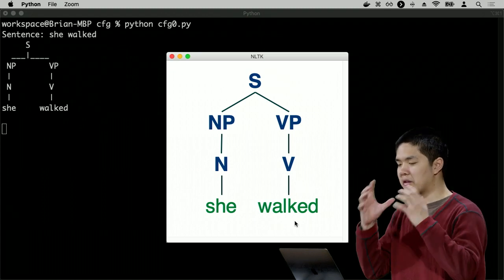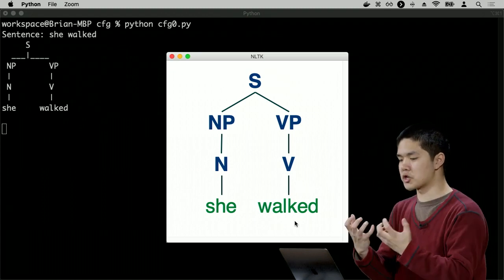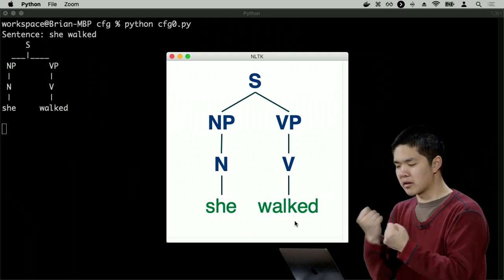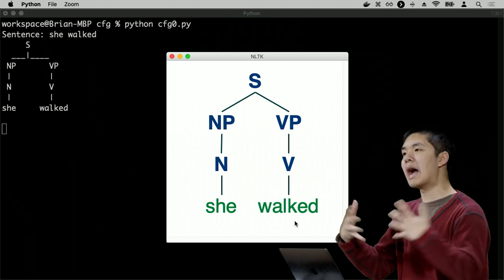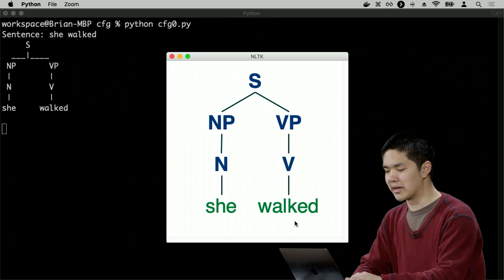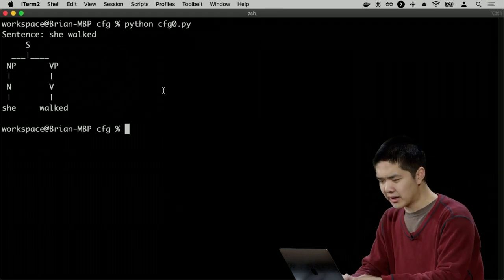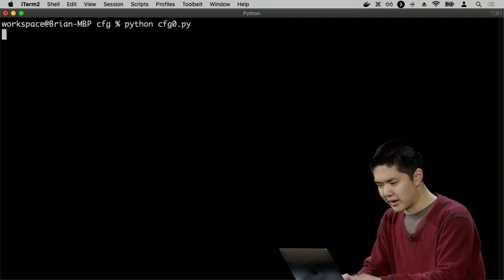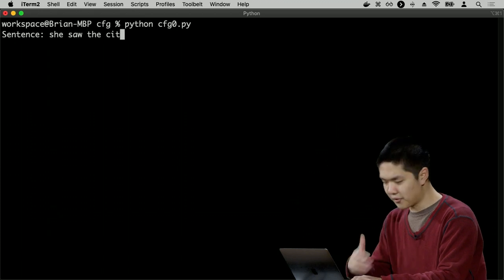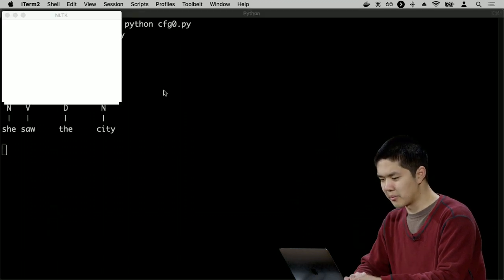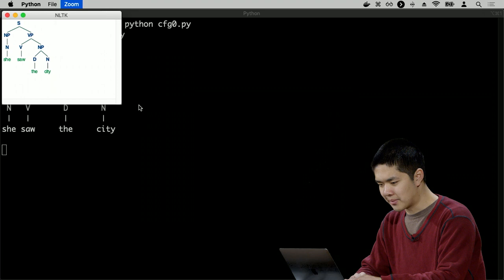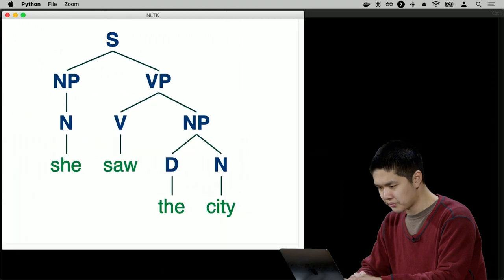But this now is our computer able to understand the structure of the sentence, to be able to get some sort of structural understanding of how the parts of this sentence relate to each other. Let me now give it another sentence. I could try something like she saw the city, for example, the words we were dealing with a moment ago. And then we end up getting this syntax tree out of it.